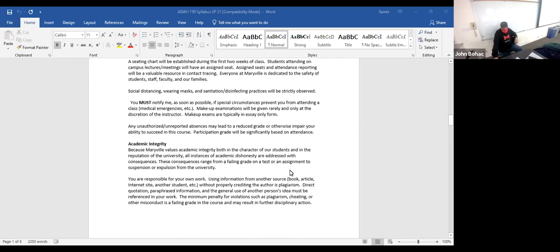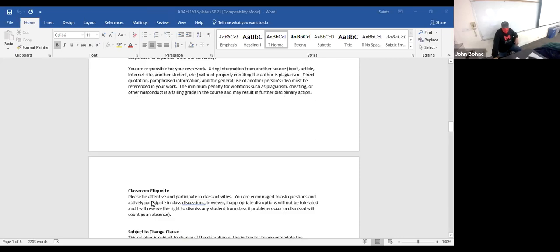Academic integrity, that just means you can look things up, you can paraphrase things, and you can even copy things as long as you put what you copy in quotes and give it a proper citation. And so anyway, that's the big issue.